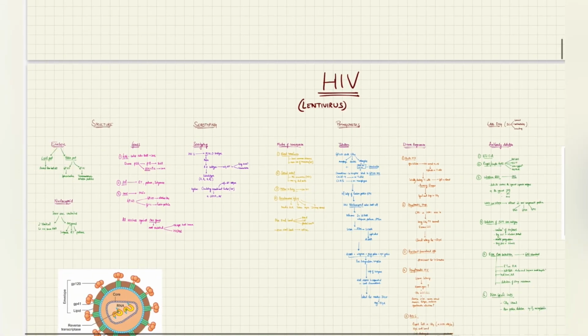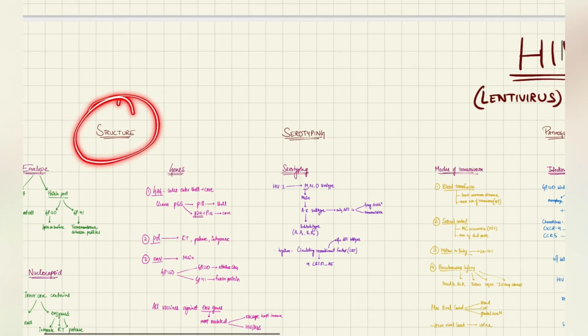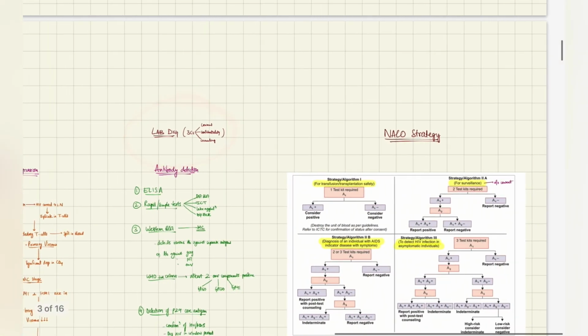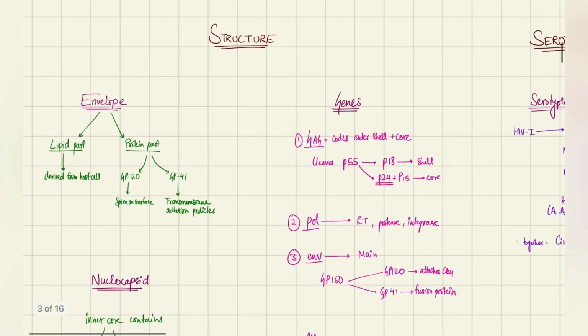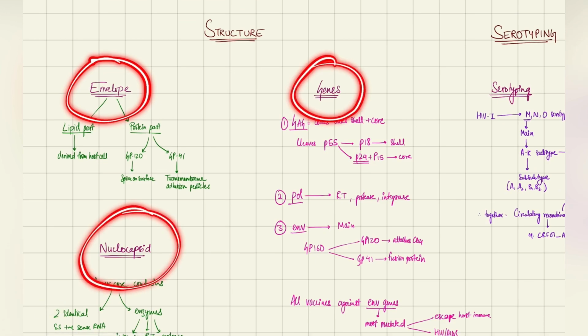So let's start. This video will be in the form of a table more than a mind map, which I found more effective. The subheadings are structure, serotyping, pathogenesis, lab diagnosis, and NACO strategy. So let's start with structure. It has three main elements: the envelope, nucleocapsid, and genes.